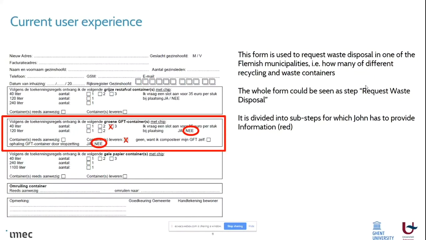But if we look deeper into it, we see that it's also divided into multiple sub-steps. So in the header, we have to provide some identification information about who we are. And then the boxes already indicate that there are certain sub-steps where you provide information about your biological waste containers or other garbage or paper waste containers. And then marked in red, this is how we have to interact with it. So we have to provide information for each of the asked data fields.